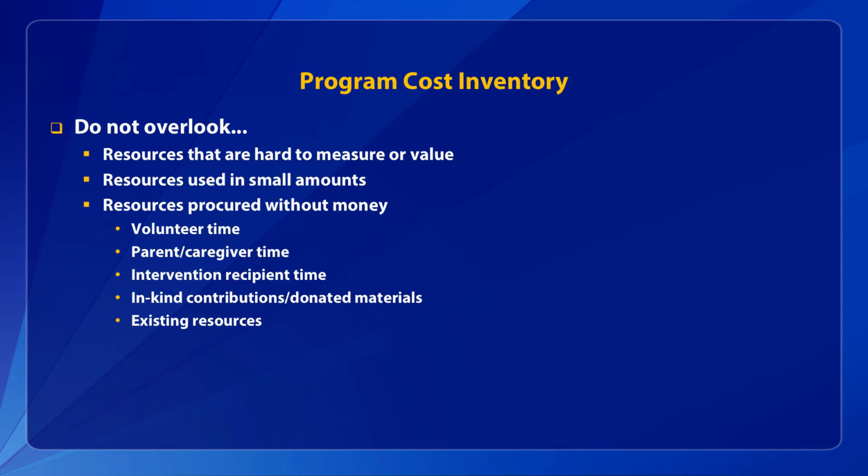Resources used in small amounts can also be hard to measure, but they add up when multiplied by a large number of patients. For example, individual stamps are inexpensive, but 55 million stamps can cost millions of dollars.